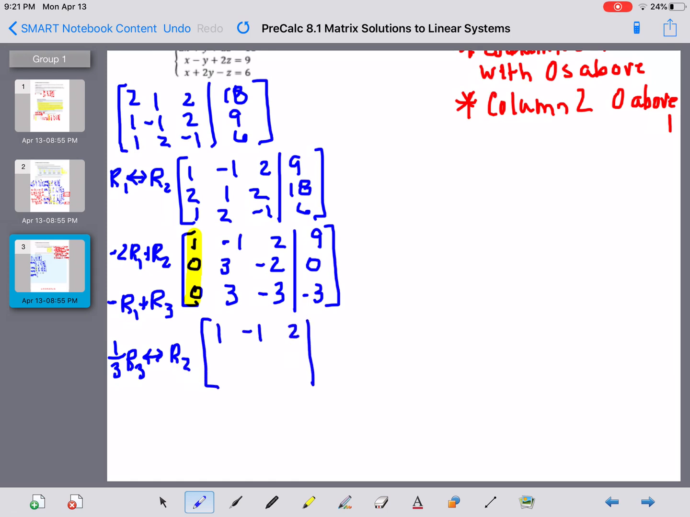I'm going to leave it that way for right now. I'm actually going to take this third row and divide all of these by 3 and then move it to the second row. So 0 divided by 3 is 0, or I can say times 1/3. 3 times 1/3 is 1. -3 times 1/3 is -1. And -3 times 1/3 is -1. And I'm switching it out with my second row. So my second row of 0, 3, -2, and 0 are just coming to the bottom.